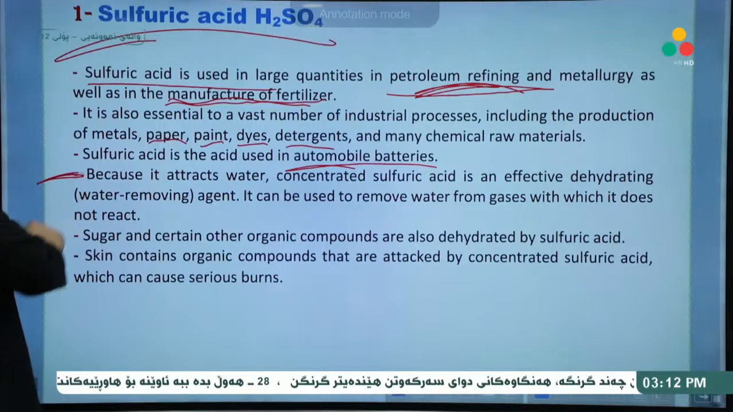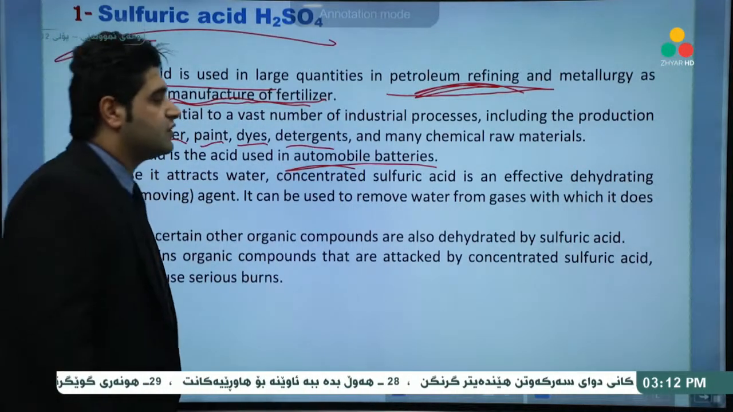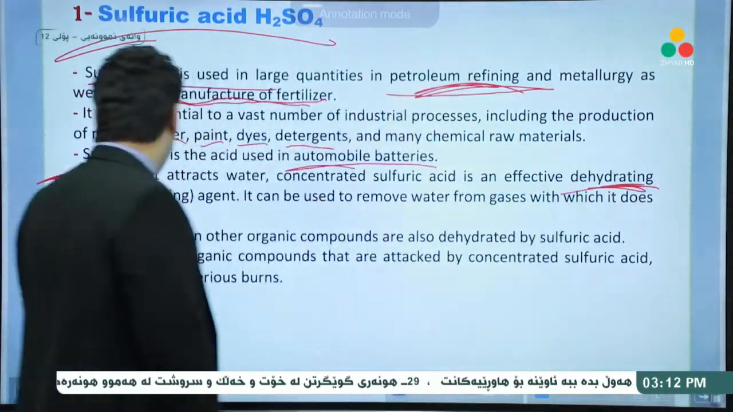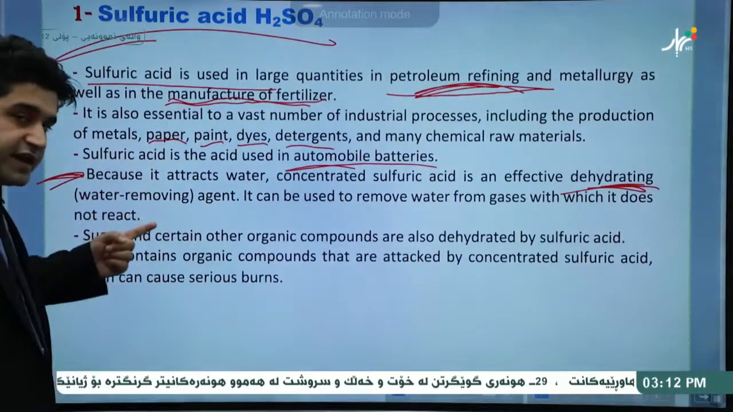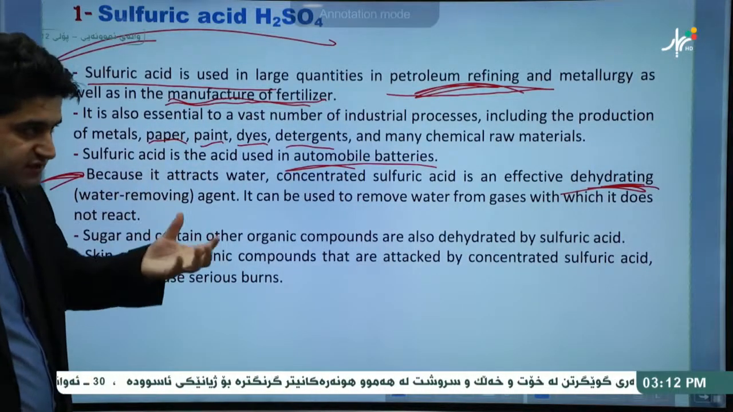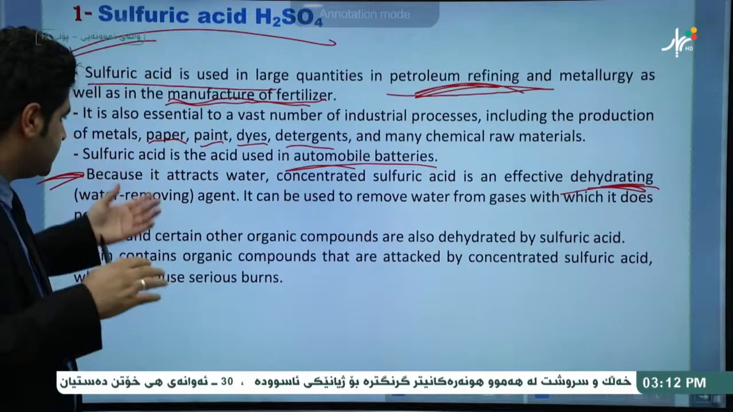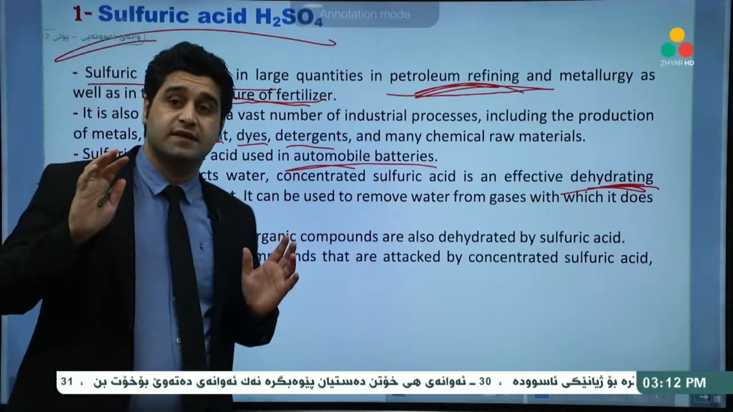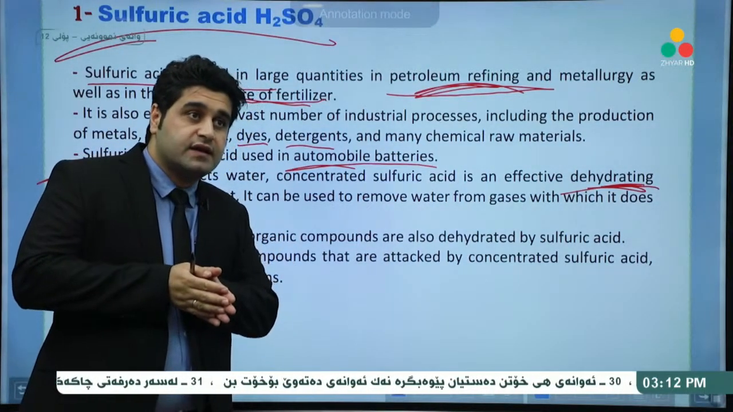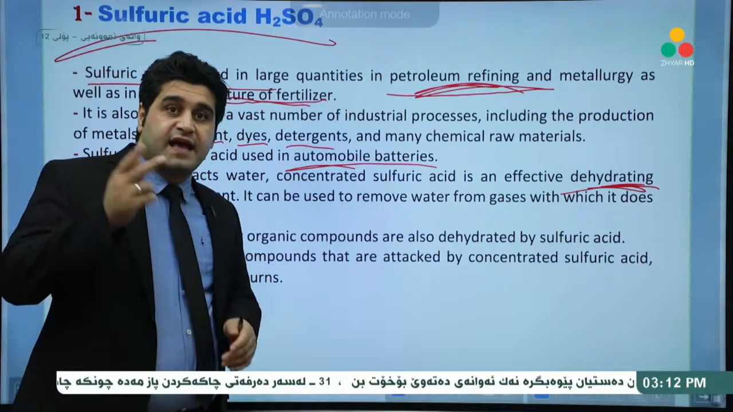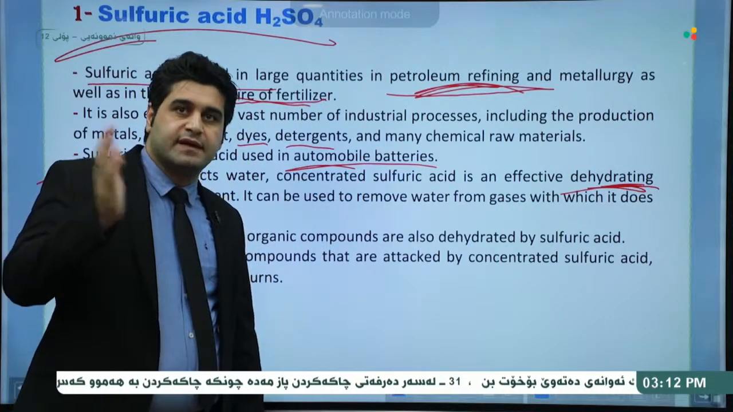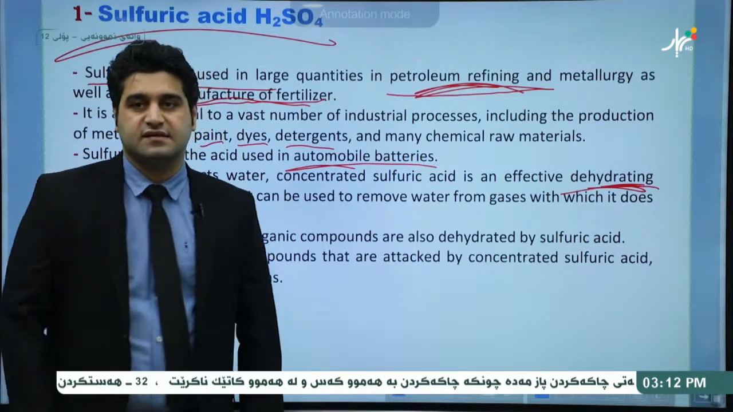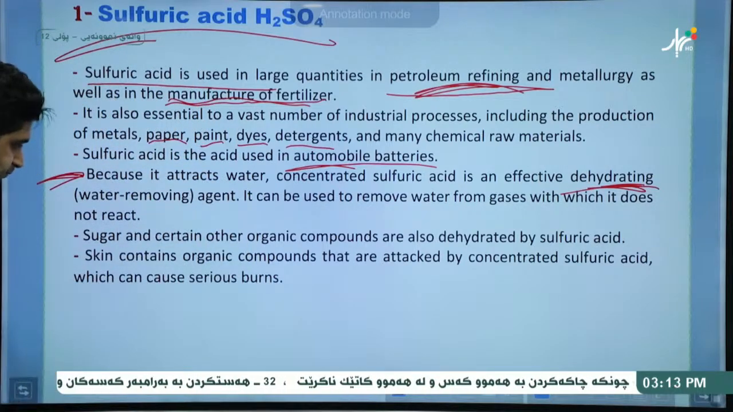It's also very important because of its high attraction to water, so sulfuric acid is used as a dehydrating agent, for drying. It can absorb water, so it is used for drying gases that cannot dissolve in sulfuric acid. If we have a gas mixed with water and we want to eliminate the water, we just pass that gas through the sulfuric acid, and the remaining gas is dry.